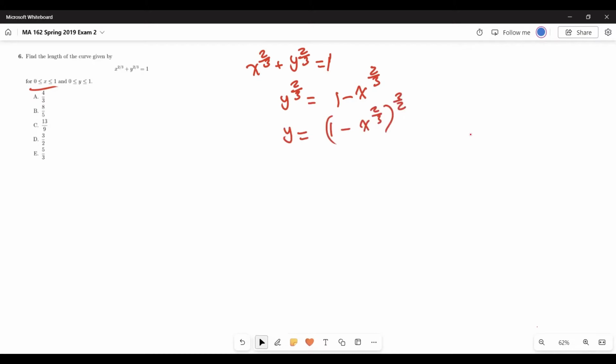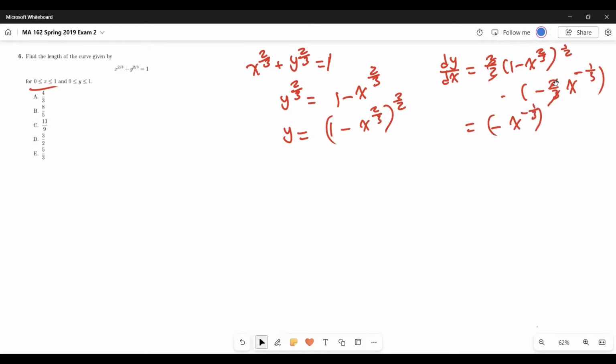And I'm going to find the derivative. dy over dx is equal to 3/2 times (1 minus x to the 2/3) to the 1/2, and the chain rule gives negative 2/3 x to the negative 1/3. The 3/2 and negative 2/3 can be cancelled out. So it's going to be just negative x to the negative 1/3 times (1 minus x to the 2/3) to the 1/2 power. Okay, we have that.